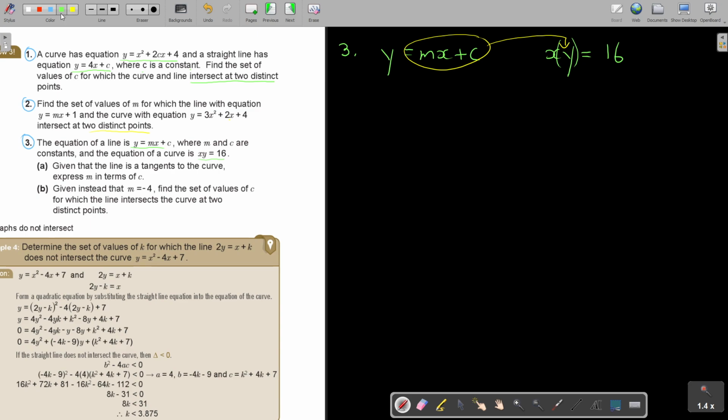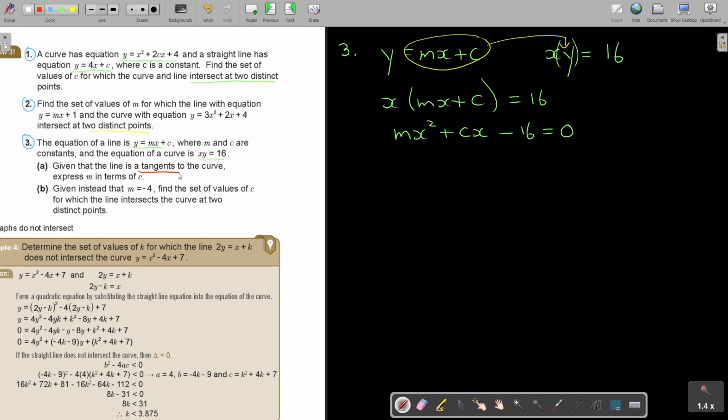So basically, I'm going to get x times (mx plus c), and that's 16. So then I'm going to get mx squared plus cx minus 16, and that is equal to 0. But now be careful. That was not intersecting in two distinct points. Did you see? It is a tangent. Okay, so the line is a tangent to the curve.